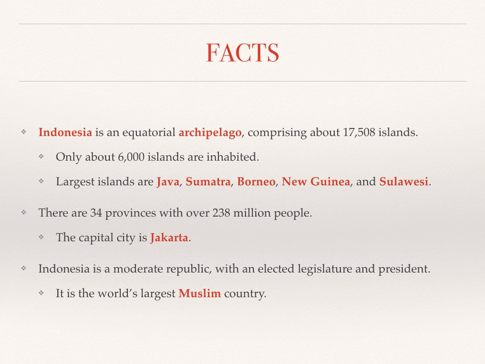Facts. Indonesia, it's an equatorial archipelago. It comprises over 17,000 islands. Only about 6,000 are inhabited. The largest islands are Java, Sumatra, Borneo, New Guinea, and Sulawesi. There's 34 provinces, population over 238 million people.